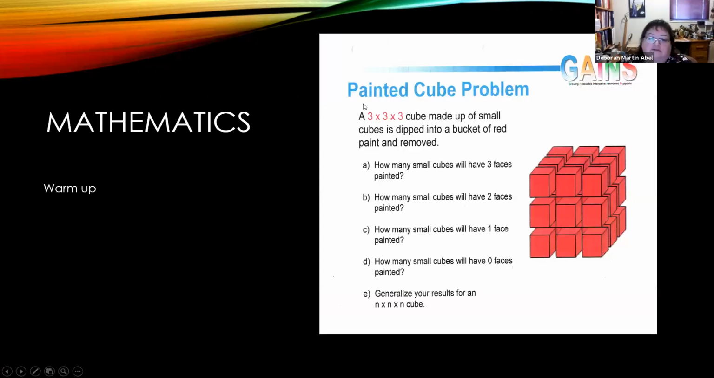Just a warm-up activity for those of you. This is a painted cube, and it's 3 by 3 by 3, and you take that cube and you dip it in paint, and the cube's all together, but I pulled it apart so that you could see what the inside is, which is usually white. I wanted you to tell me how many cubes have 3 sides that are painted red. I'll give you a little bit of time, it's kind of like a warm-up activity.